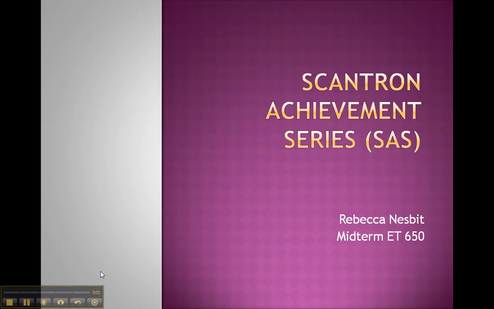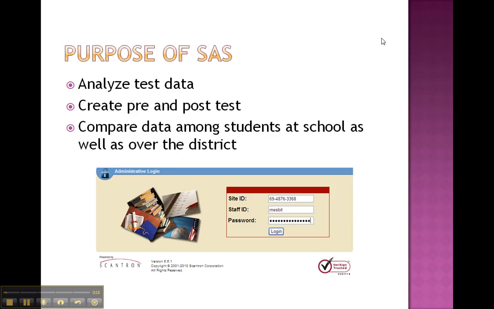For my internship, I decided to create tutorials and handouts on the Scantron Achievement Series, which I'll abbreviate as SAS. The purpose of SAS is to analyze test data, create pre and post tests, and also compare the data among students at your particular school as well as students over the district.